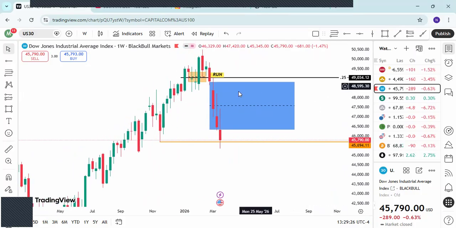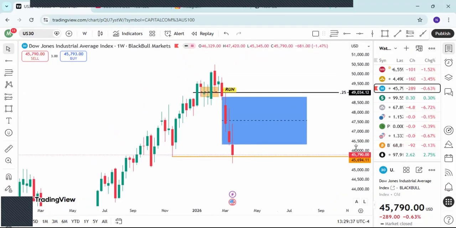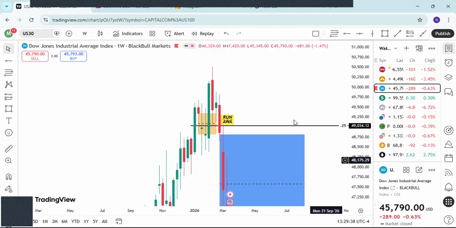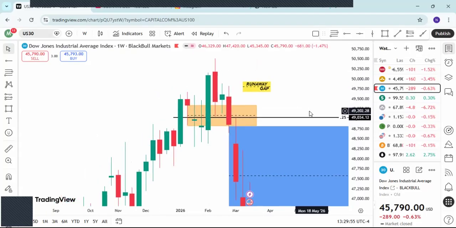The US 30. So here we are on a weekly time frame. Don't mind this, it's from the daily, and let me zoom in there. That's nice. See that progression? You see this suspension block here. If you pull this back, you can clearly see that. Let me just put that there.